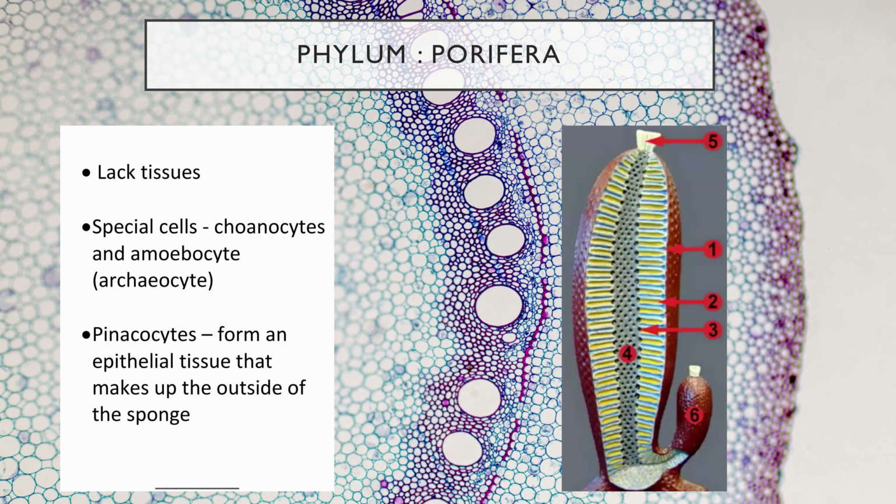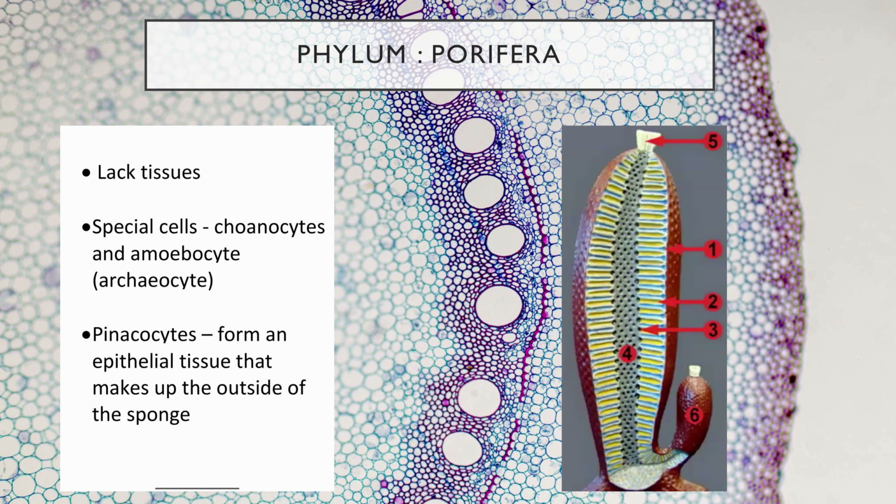The last phylum that I will be talking about is phylum Porifera, the sponges. This phylum differs from the other two, phylum Nematoda and phylum Platyhelminthes, in that it lacks true tissues. Instead, they have cellular level organization, which means all the cells within the sponge act on their own, and they're held together by an extracellular matrix.